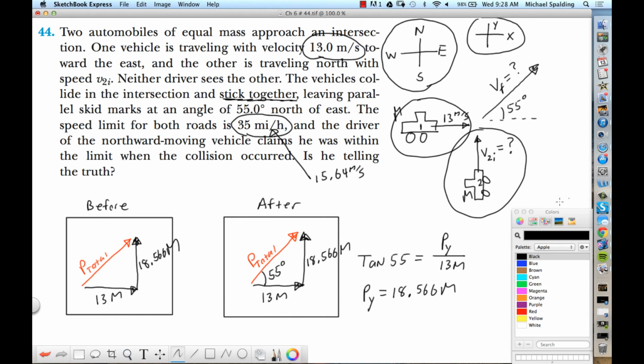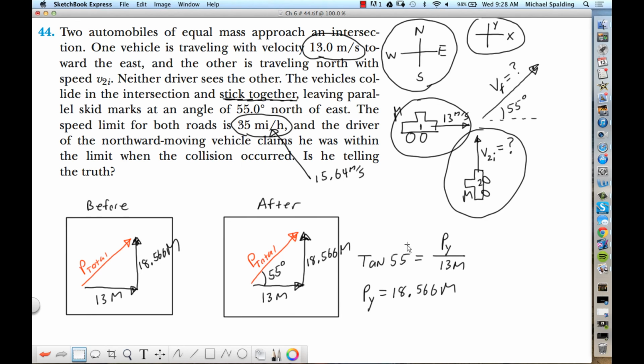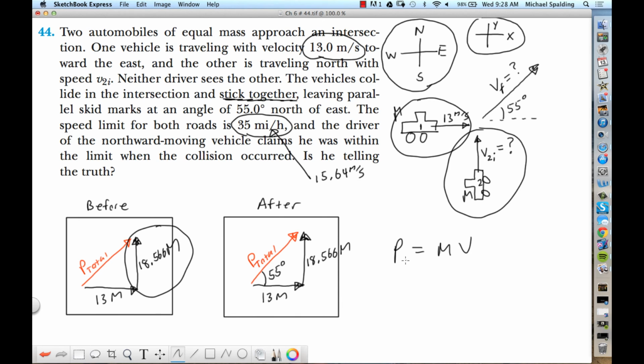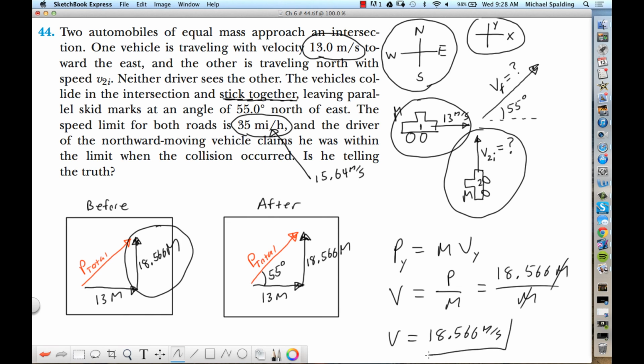So now we can figure out if the guy's lying or not. Oh, and he's lying, dude. He's lying. So how do we find out his velocity? So the whole thing is, is he telling the truth? Was he within the speed limit? So you go like this. We have the y momentum. So momentum equals mass times velocity. So we're talking momentum y, right? That's going to be velocity y before the collision. So his velocity is going to be momentum over mass. What was the momentum? 18.566 for the y. The m cancels out. So what must his velocity have been? The y velocity before the collision is 18.566.